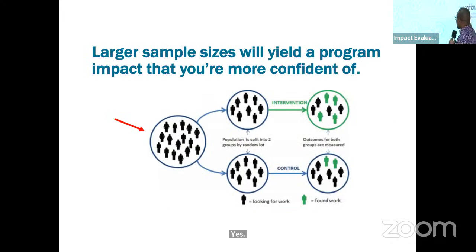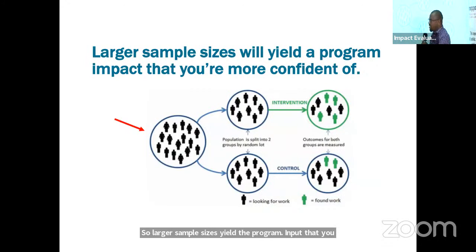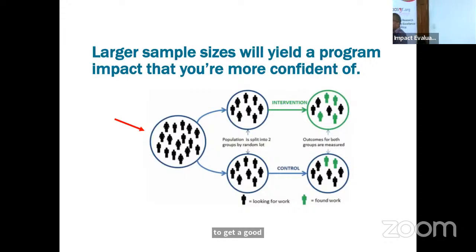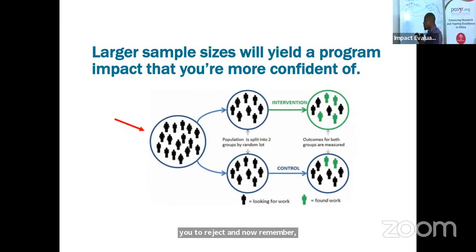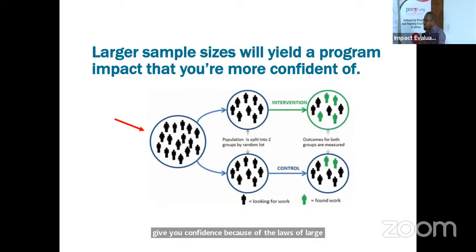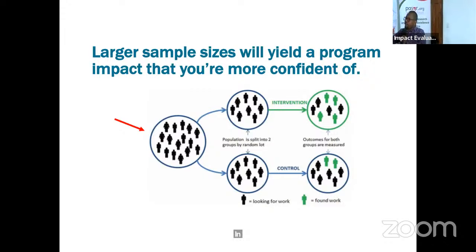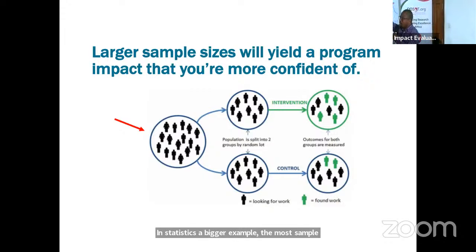So larger sample sizes yield program impact that you are more confident of. Are we together? That's what I was trying to say. If you're doing an evaluation, aim to get a fairly good sample that can allow you to reject the null. Remember? Because then it'll give you confidence because of the law of large numbers. From the law of large numbers in statistics, the bigger the sample, the more sample parameters converge to population parameters. The closer they become.